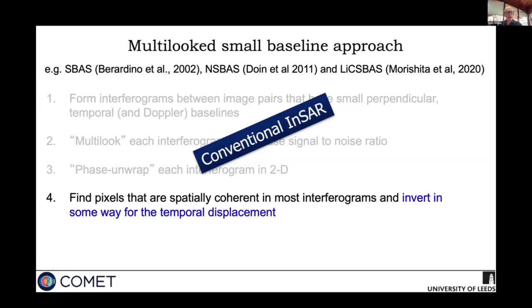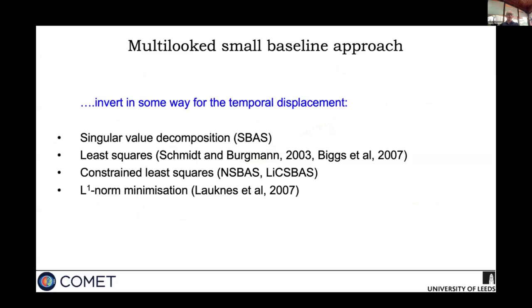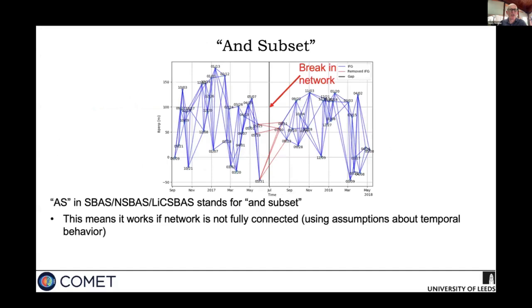Right. There are different ways, I should say, to do this inversion. And these include singular value decomposition. So many of you will have heard of SBAS, and that's what the original SBAS uses. You can just do straightforward least squares. You can do some sort of constrained least squares, or you can do L1 norm minimization as well. And no doubt there are other approaches as well, but the idea is that you've got a whole network of interferograms, and you want to get a time series just with respect to one point. So that's the inversion step.